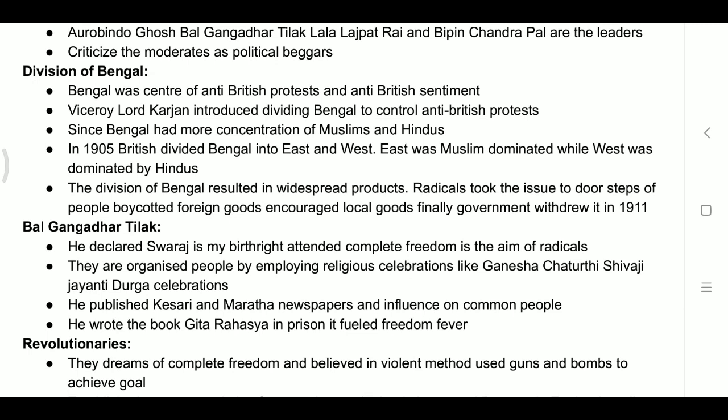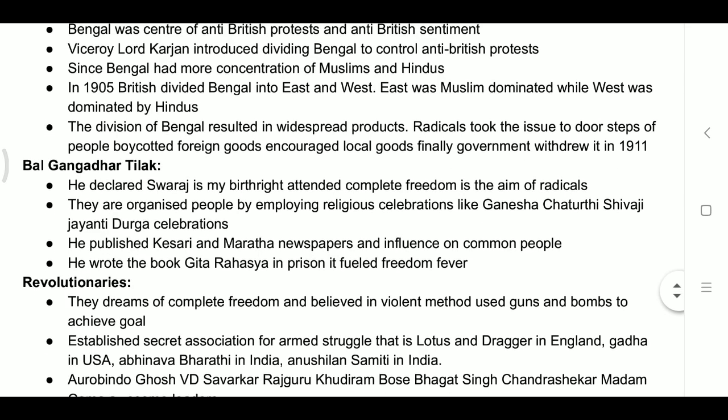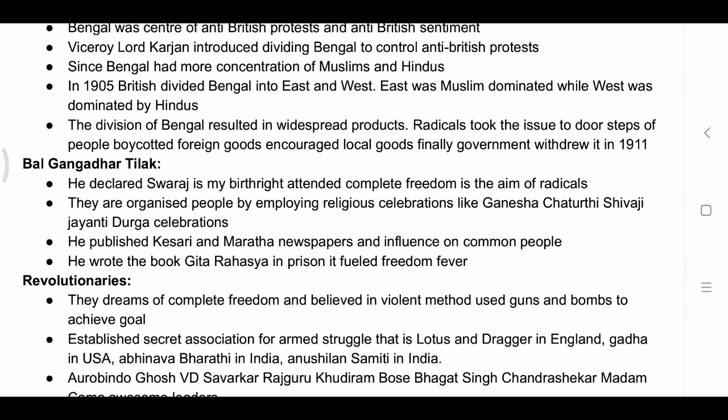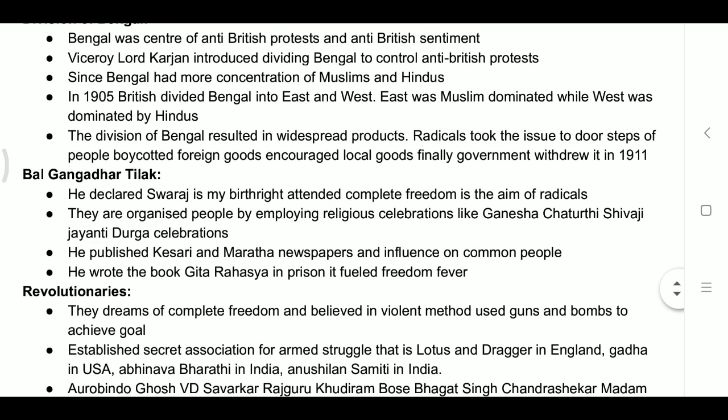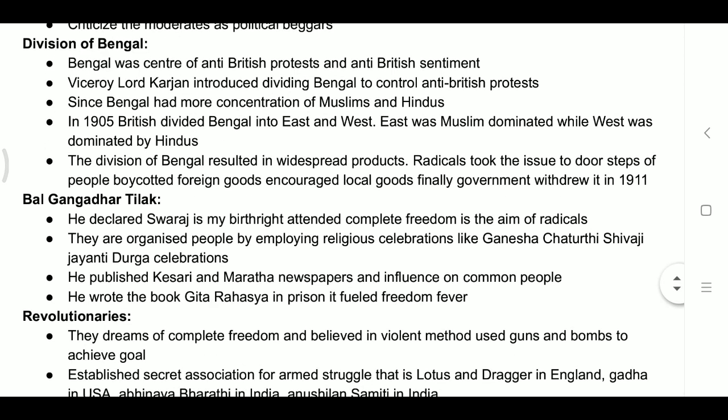The division of Bengal resulted in widespread protests. Radicals took this issue to the doorsteps of people, boycotted foreign goods and encouraged local goods. Many protests took place across the country during that time, so that finally the government withdrew the division of Bengal in 1911.